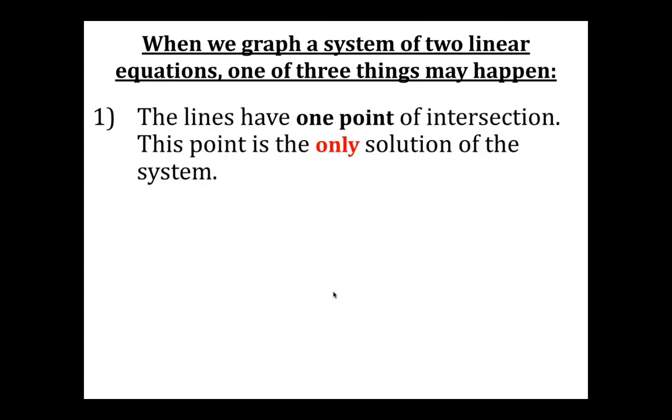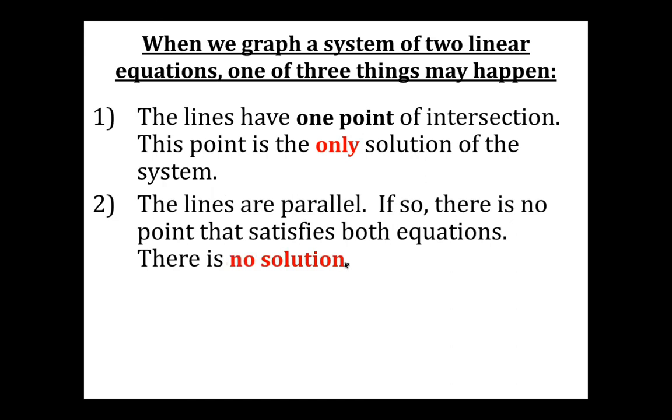So to summarize what we learned in today's video, when we graph a system of two linear equations, one of three things may happen. First, the lines have one point of intersection. This is what we saw in a lot of our examples, and this one point of intersection is the only solution of the system. Secondly, the lines might be parallel, and if this does happen, there is no point that satisfies both equations. That's because the lines never intersect, so there'll never be a solution.